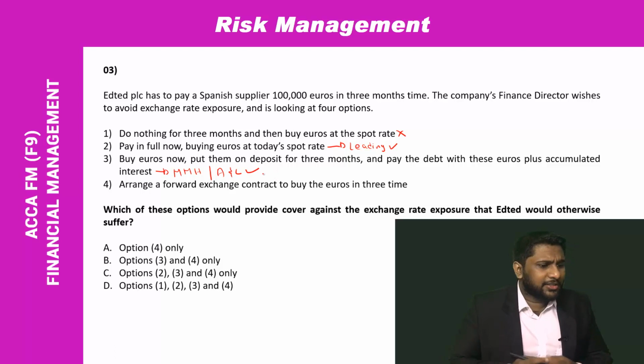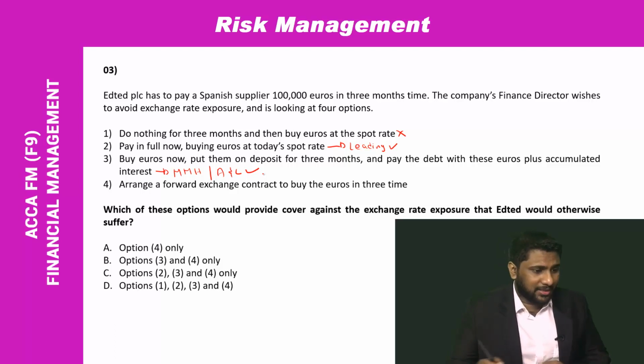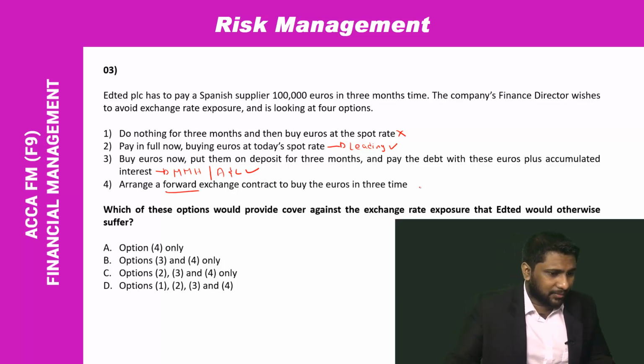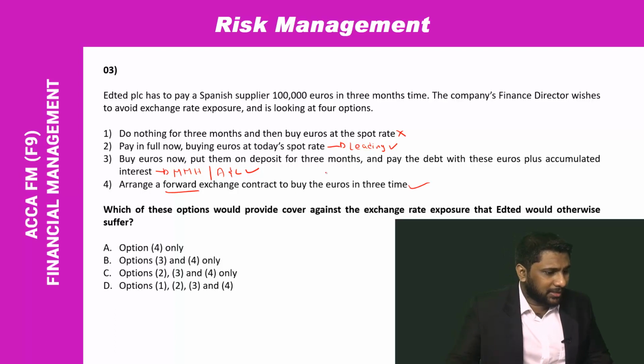And the next one: arrange a forward exchange contract to buy the euros in 3 months' time. Forward is another method that we can use to manage foreign exchange risk, so it's a correct statement. So your correct techniques are the second one, third one and fourth one. It is there in option C.